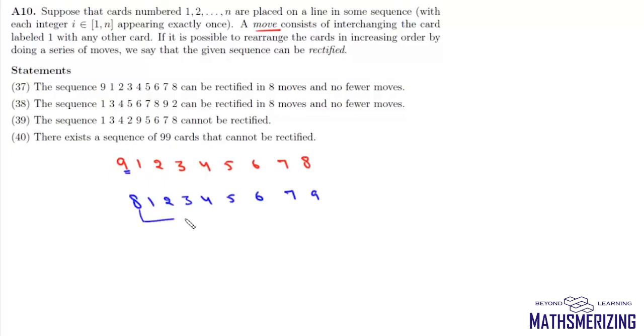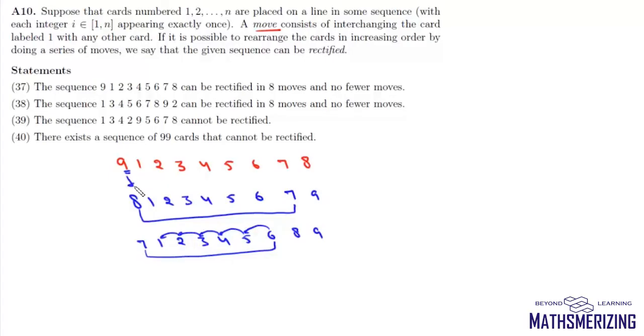Now in the second step, we'll interchange 8 and 7. So it'll be 7, 1, 2, 3, 4, 5, 6, 8, 9. Then we'll interchange 7 with 6, 6 with 5, 5 with 4, 4 with 3, 3 with 2, and 2 with 1. So we have 1, 2, 3, 4, 5, 6, 7, and 8 steps. So it can be done in at least 8 moves.